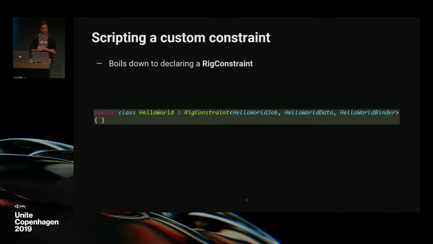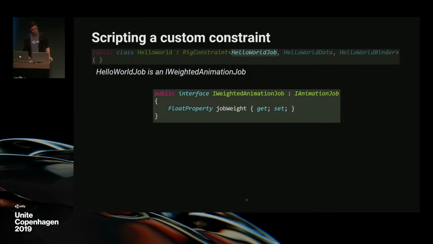So, as I said, the first step is to implement our rig constraint class. This is what it looks like for a Hello World example if we have the 3 components already declared. So let's have a look at what those 3 components are and how we declare them. The first thing we need to define is our Hello World job. For this, we need an IWeightedAnimationJob, which in turn implements an IAnimationJob. The IAnimationJob is part of the Playables API and allows us to build an animation job. And our interface only has a single float property, which is the weight value.